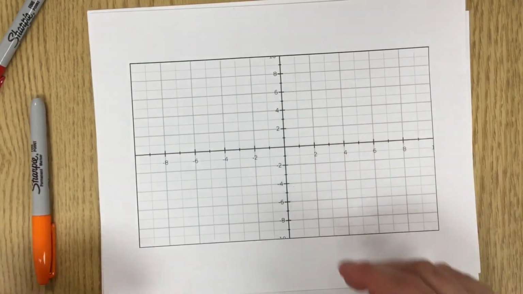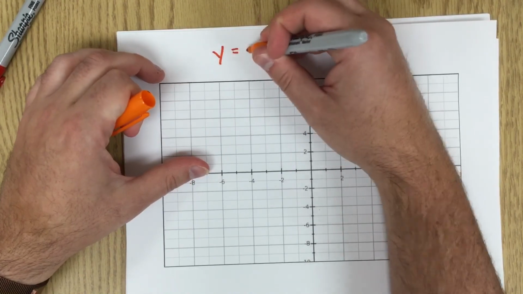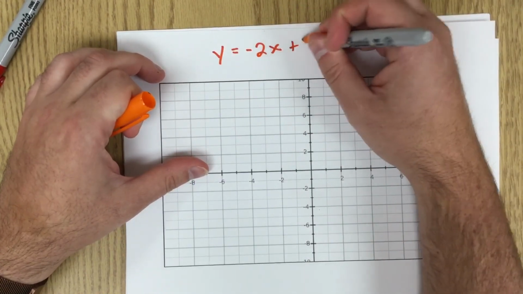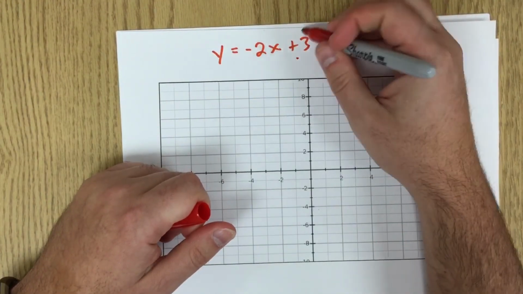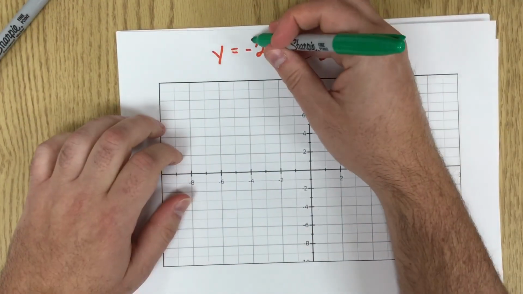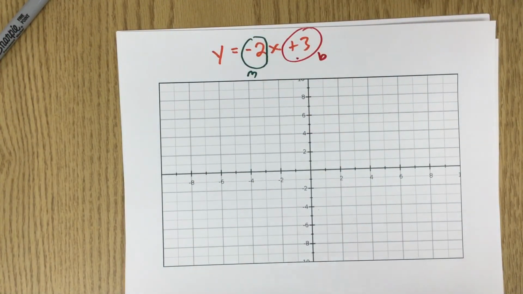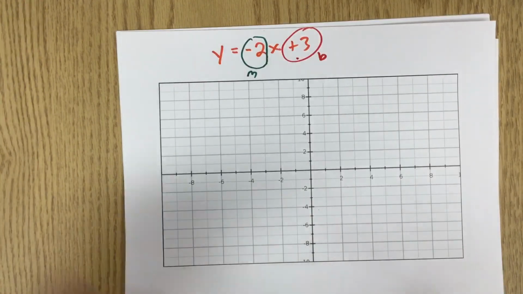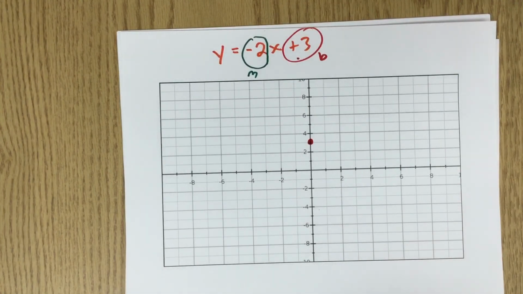Let's do that again. So this time we'll do y equals -2x plus 3. So that's our b, and that's our m. So we have our b, we have our m. So let's do it. First, as I said, we're going to start with the b. That's usually pretty easy. So we start off over there.